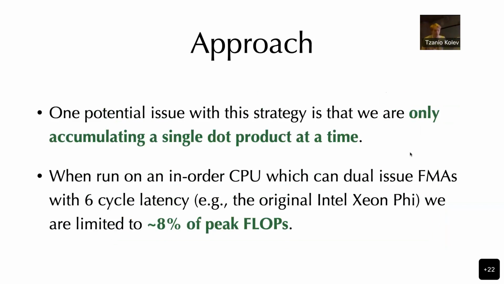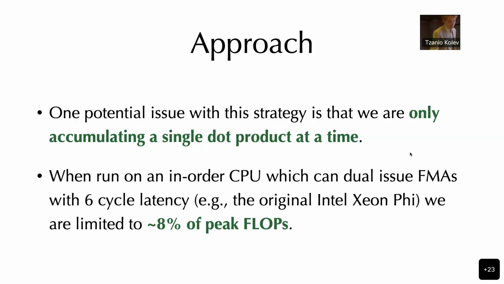We do one row of A, then the next row of A, then the next row of A, then the next row of A. And to understand why this can be a problem, if we consider an in-order CPU, which can issue 2 fused multiply add operations every clock cycle, and those operations take 6 cycles to complete, so you issue a fused multiply add, but you can't use the result until 6 cycles down the line. If you want an example of such a CPU, that is pretty much what the original Intel Xeon Phi, the accelerator card, was. And you work it out, you are limited to 8% of peak flops. Because you're only accumulating one dot product at a time, you're doing linear accumulation, takes 6 cycles to get the result, 8% of peak theoretical maximum, no matter how efficient we are with everything else.